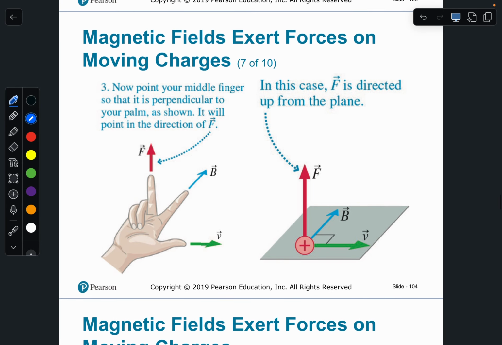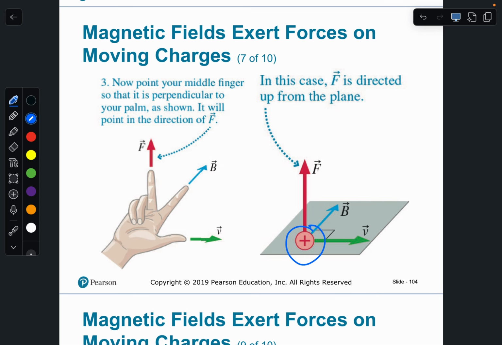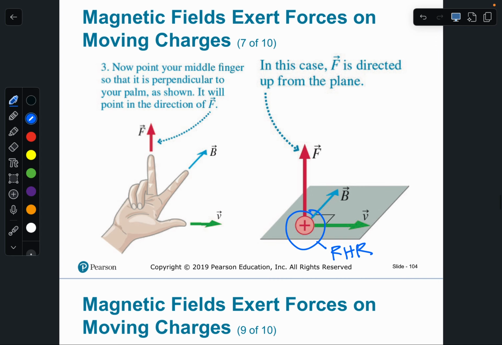So we use the right hand rule to determine the force direction. Take a look at this picture: the right hand rule, RHR, works for positive charges. That's going to tell you the force direction of a positive charge. But as you know, some charges can be negative, right? So for negative charges, you use the left hand rule.